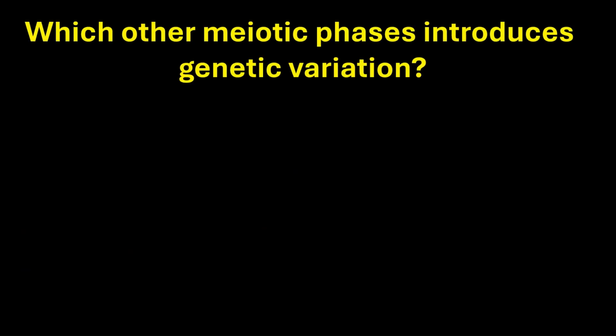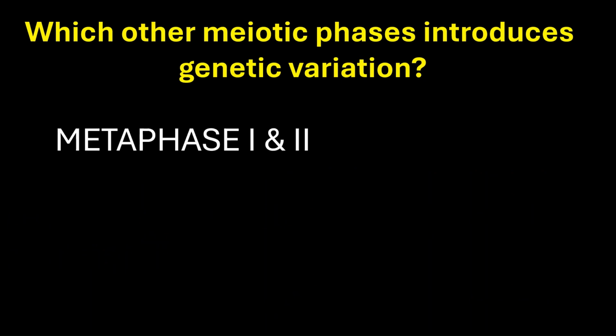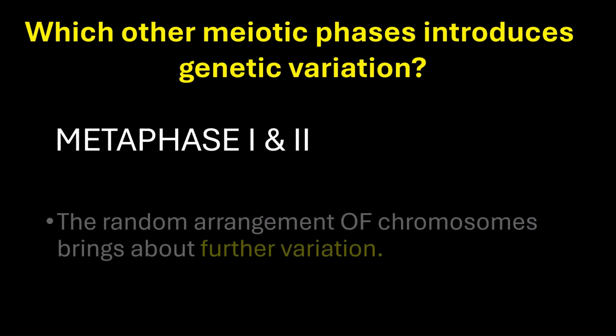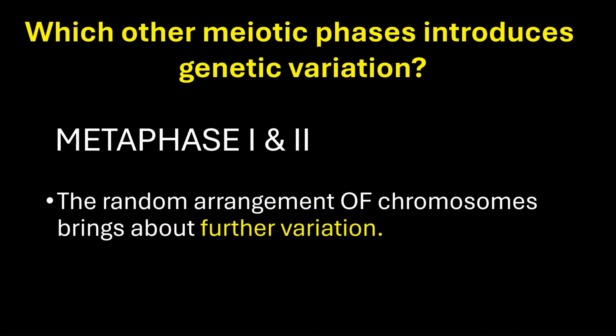So we need to explore deeper and find out which other meiotic phases, apart from Prophase I, introduce genetic variation, and that phase is going to be metaphase 1 and metaphase 2. What goes on between metaphase 1 and metaphase 2? There is a random arrangement of chromosomes. This random arrangement of chromosomes brings about further variation. Already Prophase has introduced variation. Metaphase will further bring about variation. That is, it will bring in more differences.